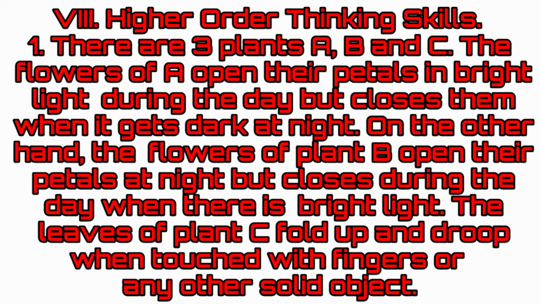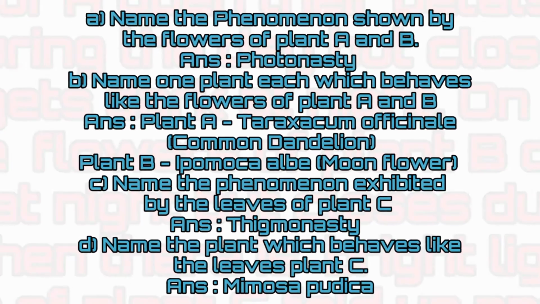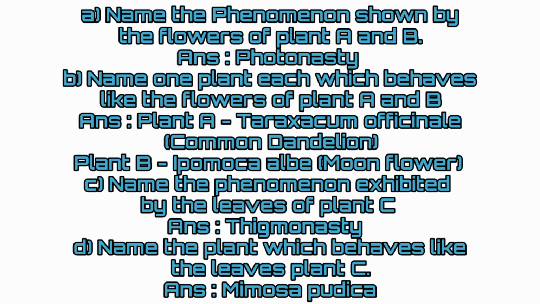The leaves of plant C fold up and droop when touched with fingers or any other solid object. Name the phenomenon shown by the flowers of plant A and B. Answer: photonasty. Name one plant each which behaves like the flowers of plant A and B. Answer: plant A, Taraxacum officinalis, common dandelion. Plant B, Ipomoea alba, moonflower.